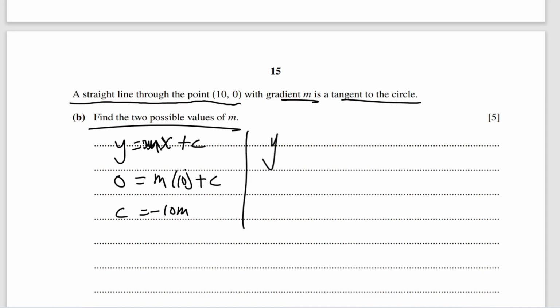So that straight line they are describing is going to be mx minus 10m, which you may choose to factor m out, so you clean it up a little. So you have something like this. This is a straight line. They are saying that it's tangent to the circle. That means that they actually met. And if they met, you just have to solve them simultaneously.